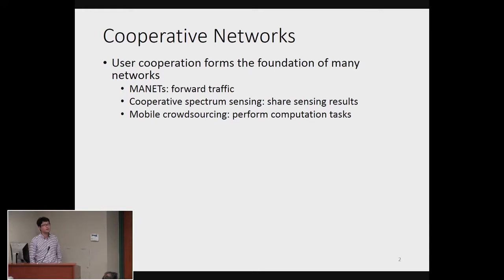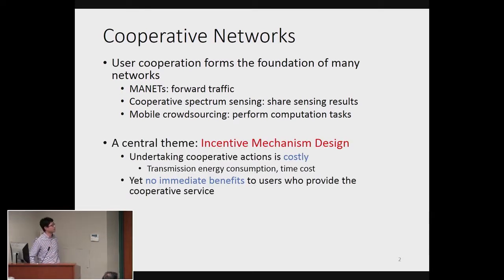The well-functioning of many networks relies on various levels of coordinated behaviors of its users. For example, in mobile ad hoc networks, users can forward traffic for other users. In cooperative sensing, users can share their sensing results to improve their sensing accuracy. In all these so-called cooperative networks, undertaking these cooperative actions is actually costly, for example, transmission energy consumption, but it brings no immediate benefits to the users who provide the cooperative service. So absent incentives, these selfish users will be unwilling to cooperate. Thus, these networks may fail to work.